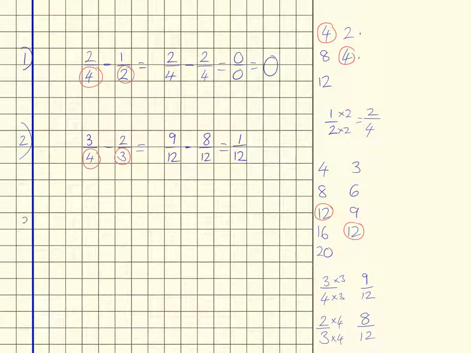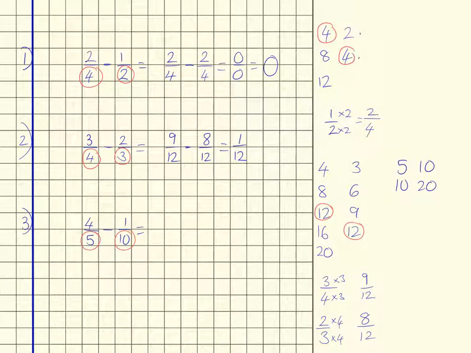My next question is 4/5 take away 1/10. You might have already spotted here what's happening. Let's see if you spot it before I write it out. So we've got 5ths and 10ths, and we need to find a common multiple. I wonder if you can guess what that might be. 5, 10, have you spotted it?